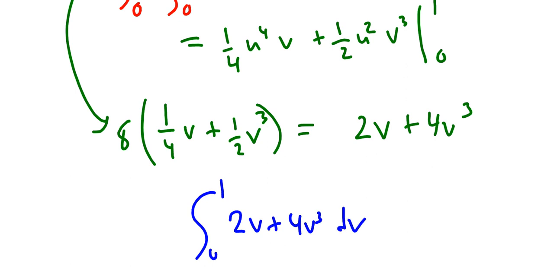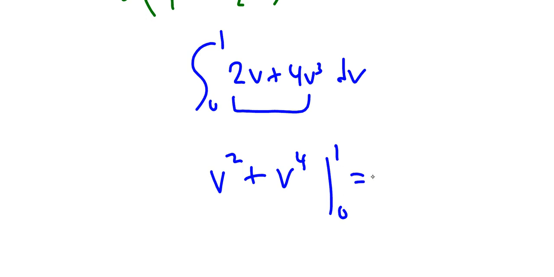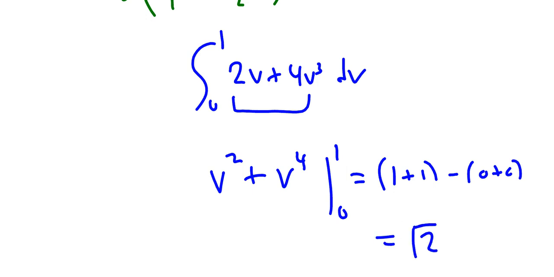We take the time to do that. The antiderivative must be v squared plus v to the 4th. I mean, talk about a beautiful antiderivative. Things shouldn't be that easy. And then we'll evaluate that from 0 to 1. If we plug 1 in, we get 1 plus 1, really. We plug in 0 minus 0 plus 0. So when we're all said and done, the answer to this double integral is 2.